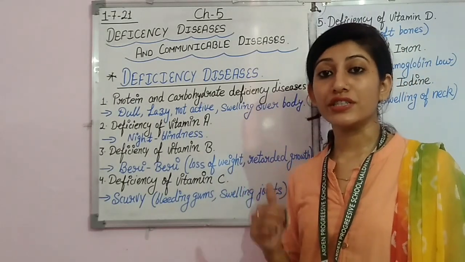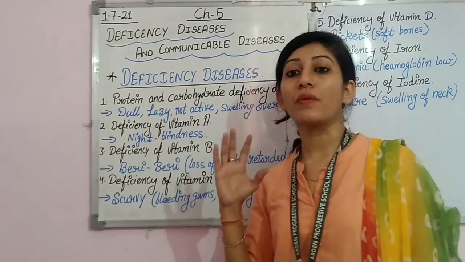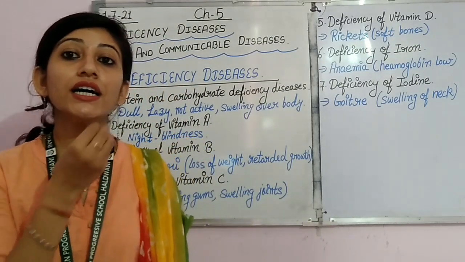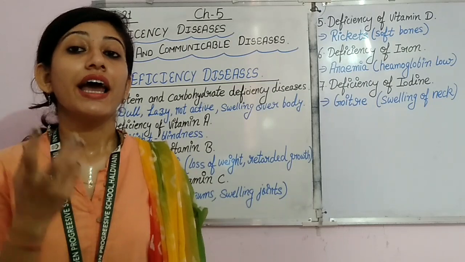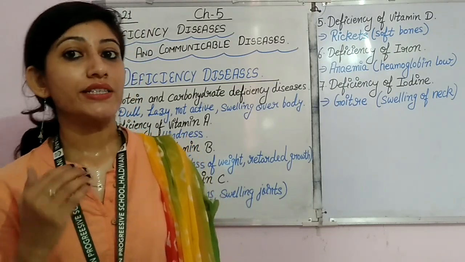Due to the deficiency of vitamin C, a person suffers from scurvy, and in this disease the gums of that person start bleeding, as well as there is swelling in the joints area.